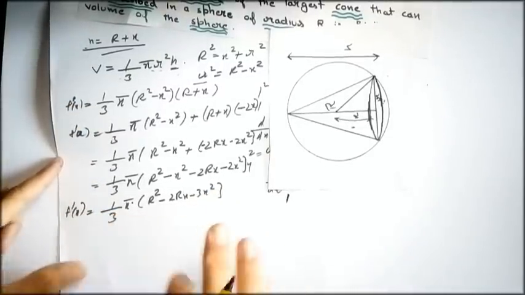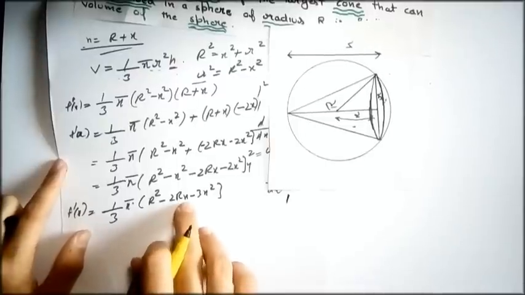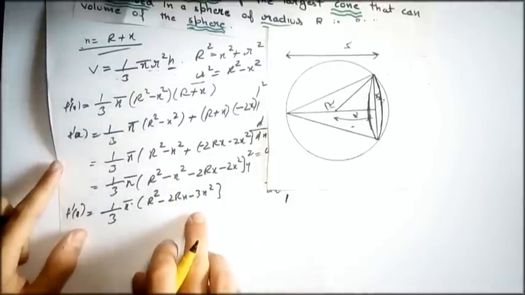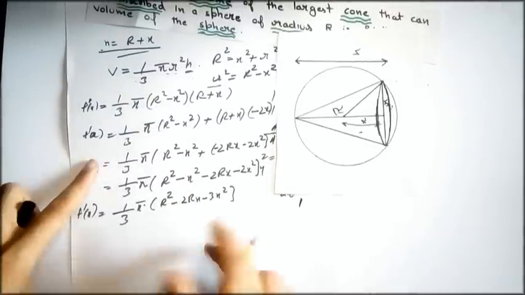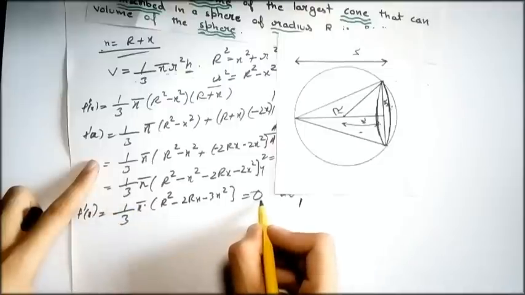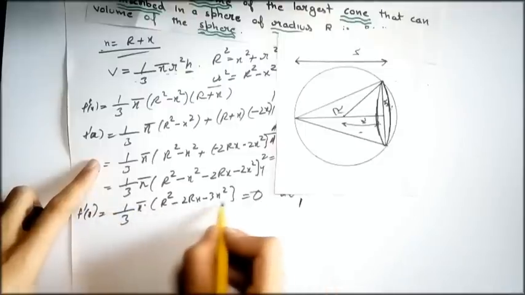To find the value of x in terms of R, we will put it equal to 0, because we have to find the value of the changing variable at maxima and minima. So put it equal to 0. This constant will become 0, and after going there, we will get only this.